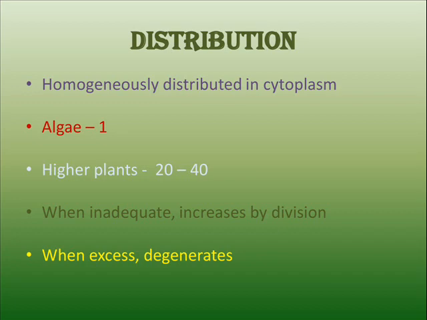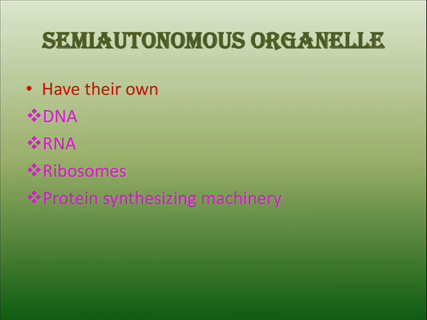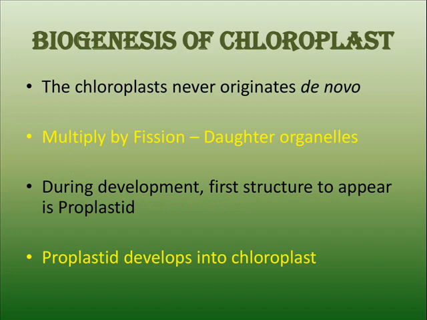These chloroplasts increase by division whenever their number is inadequate, and whenever their number is too excessive, they undergo a degeneration process. These chloroplasts are semi-autonomous organelles because they have their own DNA, RNA, ribosomes and protein synthesizing machinery. These chloroplasts never originate de novo. They multiply by fission, leading to the formation of daughter organelles. During development, initially proplastids are formed and these proplastids later develop into chloroplast.